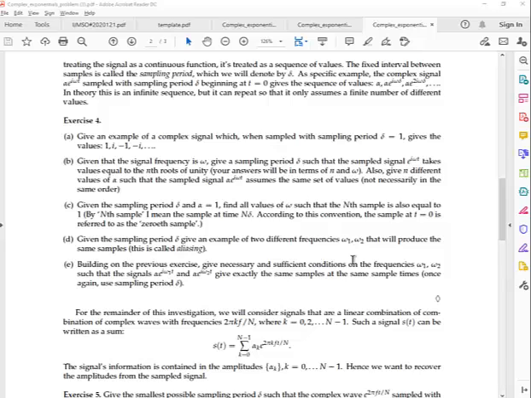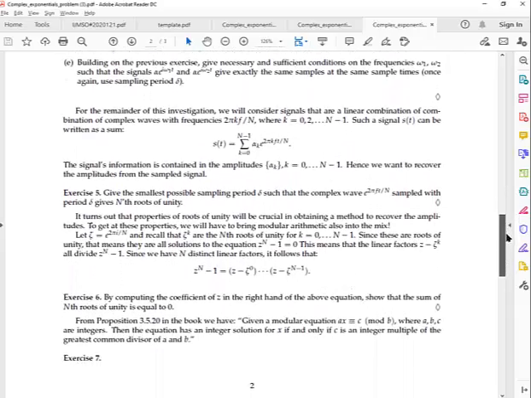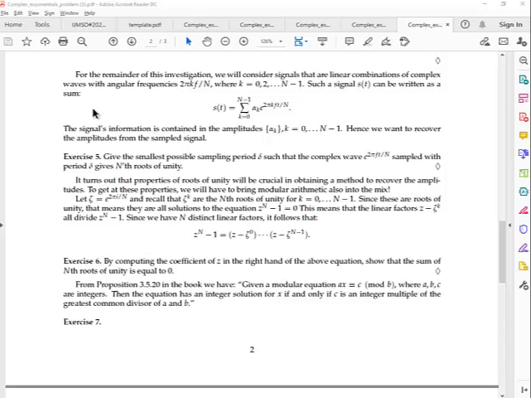All right, so this gives you some idea about digital signals. They're sines and cosines sampled at a particular regular frequency. For the remainder of this investigation, we will consider signals that are linear combinations of complex waves with angular frequencies 2 pi k f over n. Remember the relationship between angular frequency and frequency. This means the frequency would be k f over n, where k is from 0 to n minus 1. Here f you would call a fundamental frequency. So these are all multiples, or actually f over n. So these would all be called multiples of a fundamental frequency.